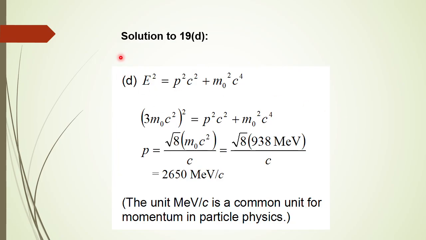And lastly, we want to find the momentum. So you use E squared equals p squared c squared plus m naught squared c to the fourth. Then you can substitute E as 3 m naught c squared and solve to get 2650 MeV over c. This is a very common unit for momentum in particle physics, right? Because kg meter per second is just too large a quantity for small particles. But these small particles actually have quite a lot of momentum, as you can see from this. So we'll scale it by c.